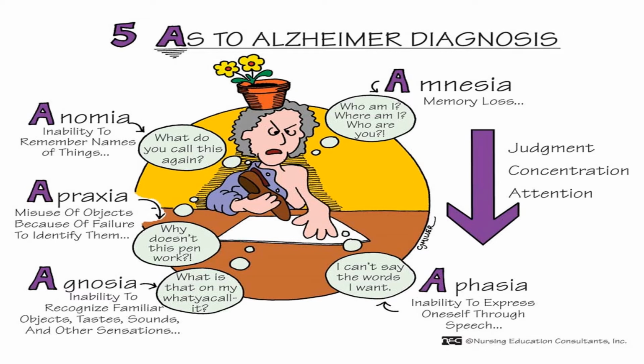Got you a pictogram here that's talking about the 5 A's to Alzheimer diagnosis. And of course you see there amnesia, aphasia, agnosia, apraxia, and anomia. So those are different things that occur. You see the lady in the picture, she's got a pot of flowers on her head and thinking that's a hat, but it's not a hat, half dressed. So again, very debilitating for individuals who are going through this.